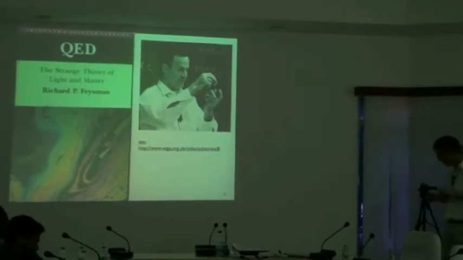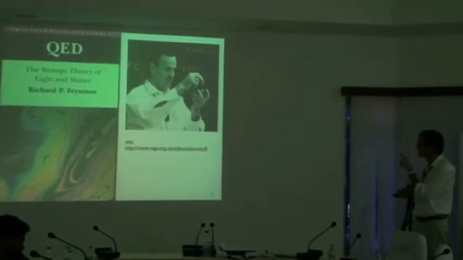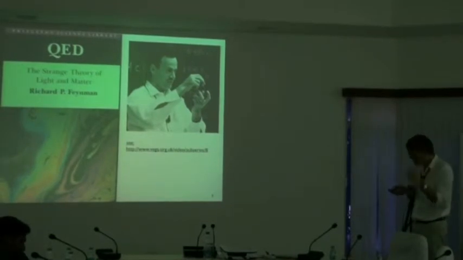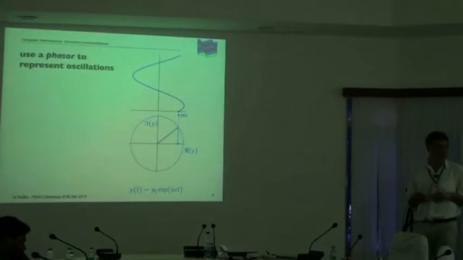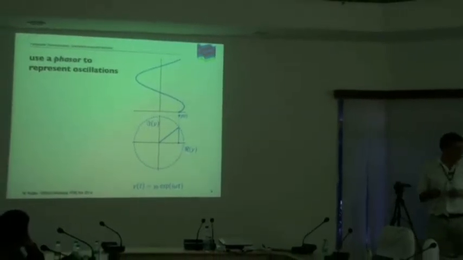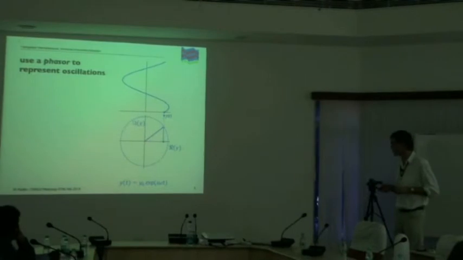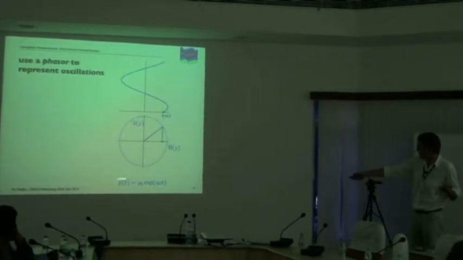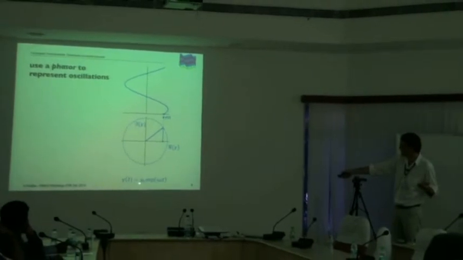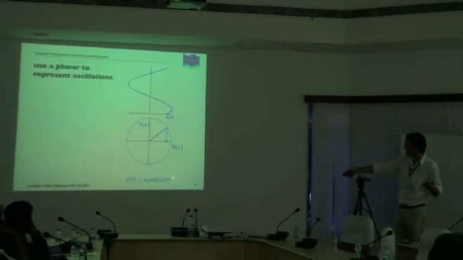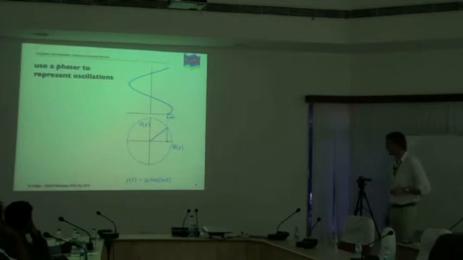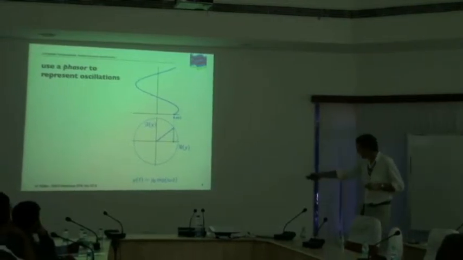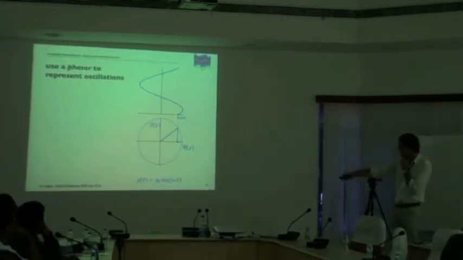Why do I bring this up? Because an important part of, for me, an important takeaway message from this book was the concept of a phasor to represent oscillations and to represent wave propagations. So oscillation, everybody's probably familiar with this, you can represent that as some amplitude times an exponential with the frequency times time factor, and the square root of minus one here.